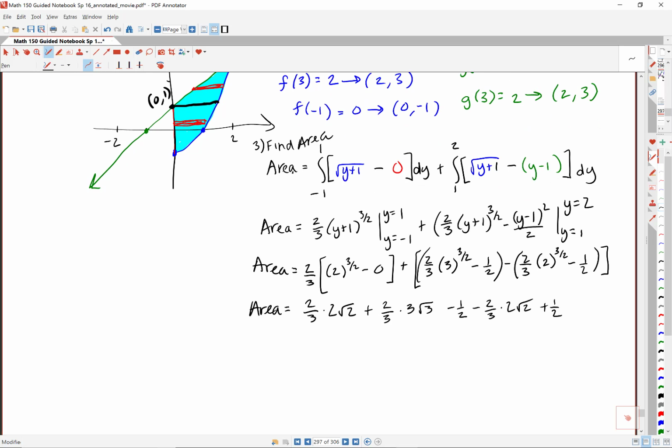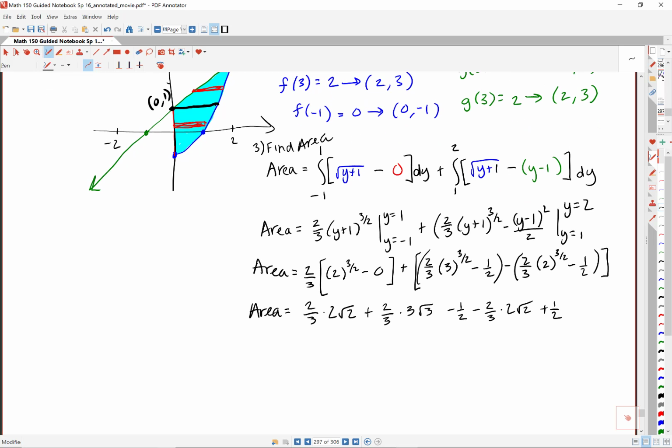So let's see what we have. Our area will be equal to, let's see, this and this zero out, and this zero out. So all we're left with is 2√3 square units.